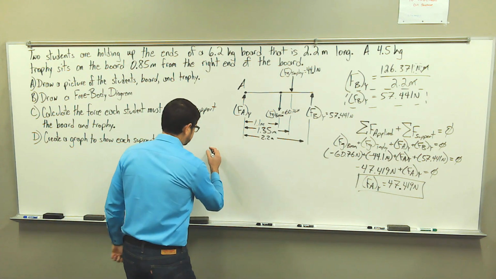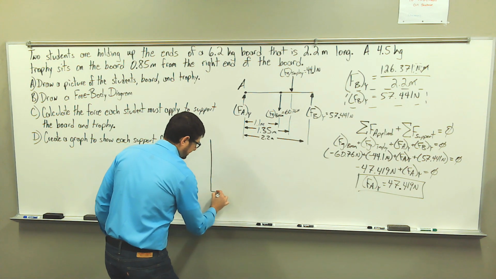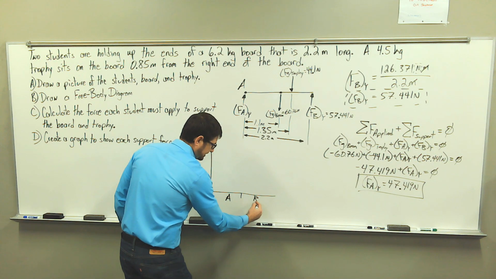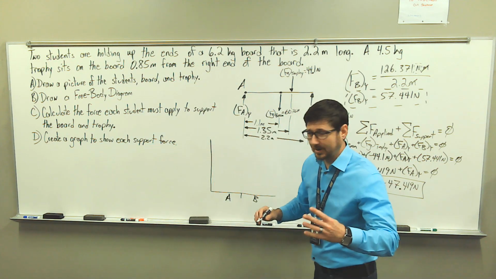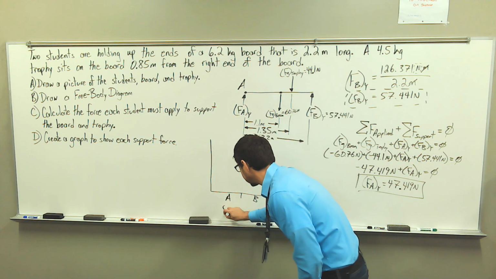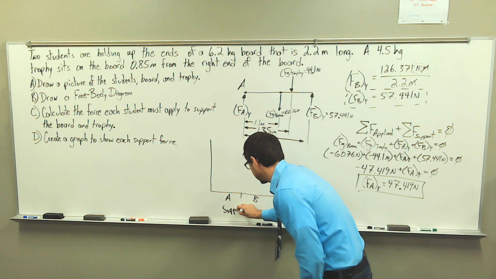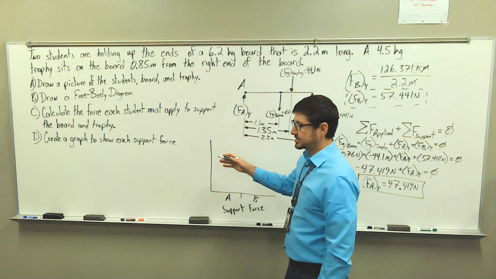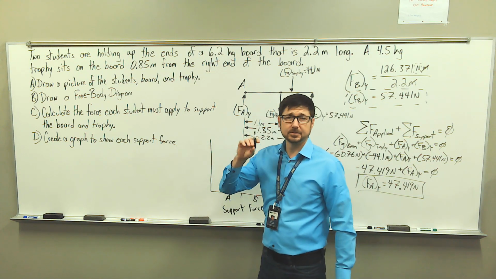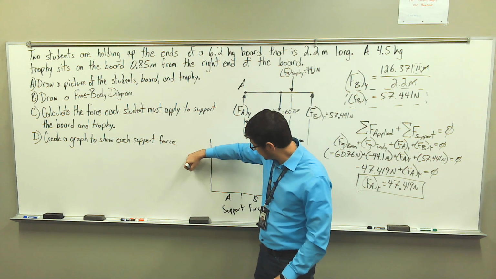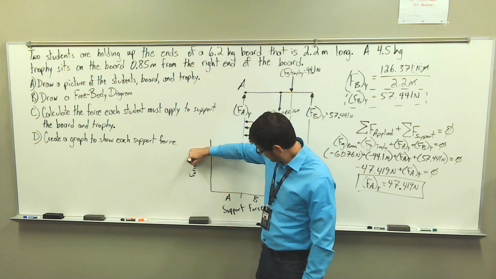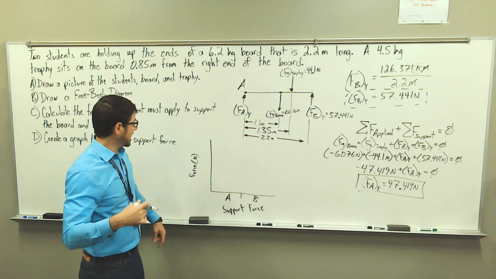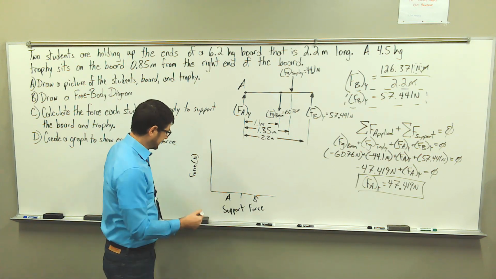Now, in part D, the problem asks us to create a graph representing the support forces supplied by both students. So we have a bar graph here. I can divide this up, A and B. So let's go ahead and label our x-axis. This is going to be support force. On the y-axis, we're going to have force, units of newtons. And I'm just going to go up by a scale of 10 here.